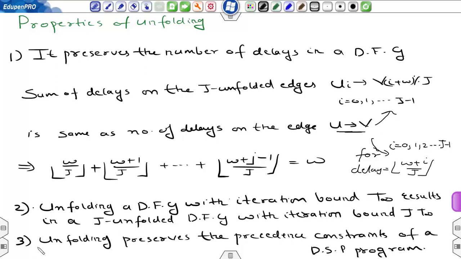And third, unfolding preserves the precedence constraint of a DSP program. So this is the most important, preserving the precedence constraint. If this is not preserved, then it means that the entire functionality of the DSP program is changed. Then the new DSP program is representing some other program.